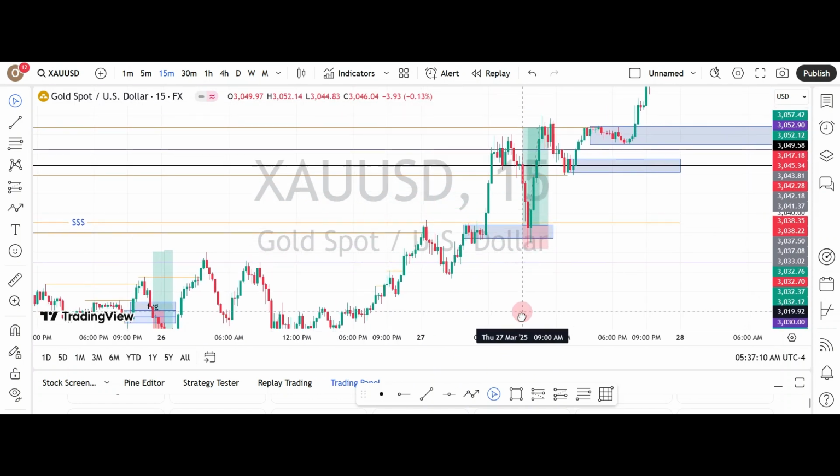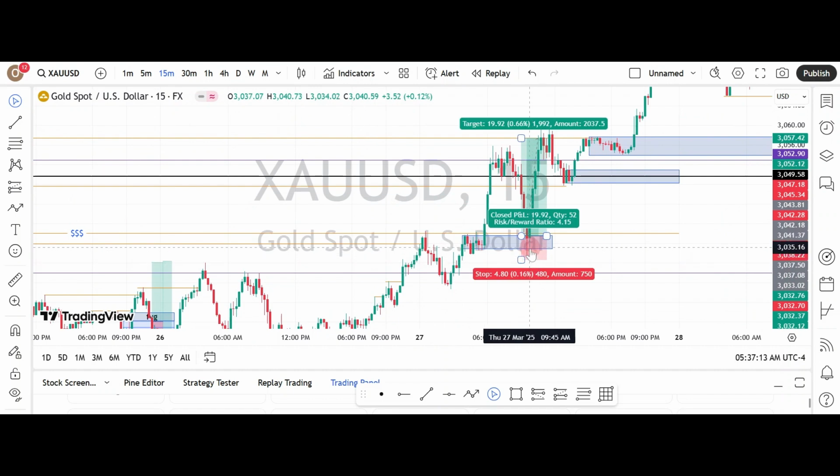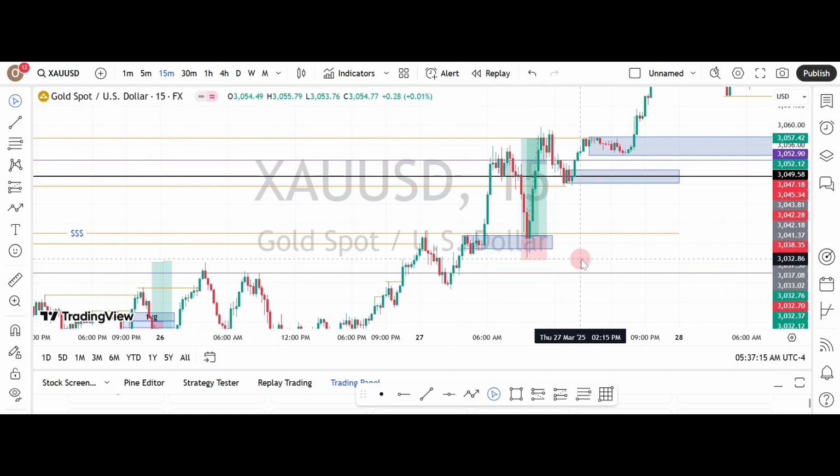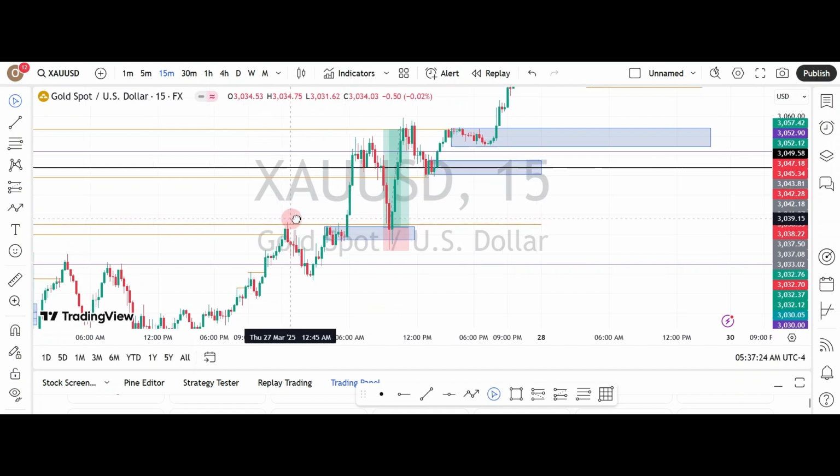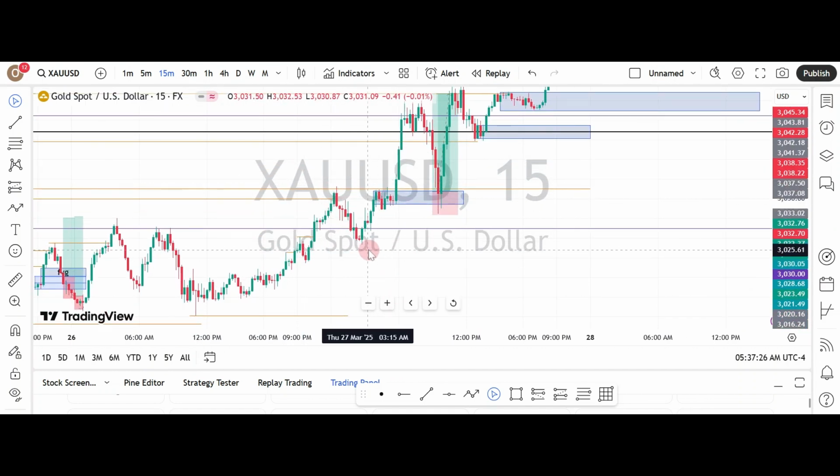Until Thursday again. This is on Thursday. I caught this on Thursday. On Thursday, I actually set my entry. I can see this break of structure here. I was unable to catch this one anyway.